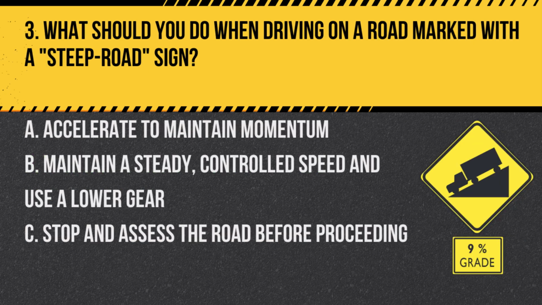Question 3. What should you do when driving on a road marked with a steep road sign? A. Accelerate to maintain momentum. B. Maintain a steady, controlled speed and use a lower gear. C. Stop and assess the road before proceeding. Answer. B. Maintain a steady, controlled speed and use a lower gear. This helps manage the vehicle's speed and control on steep roads.